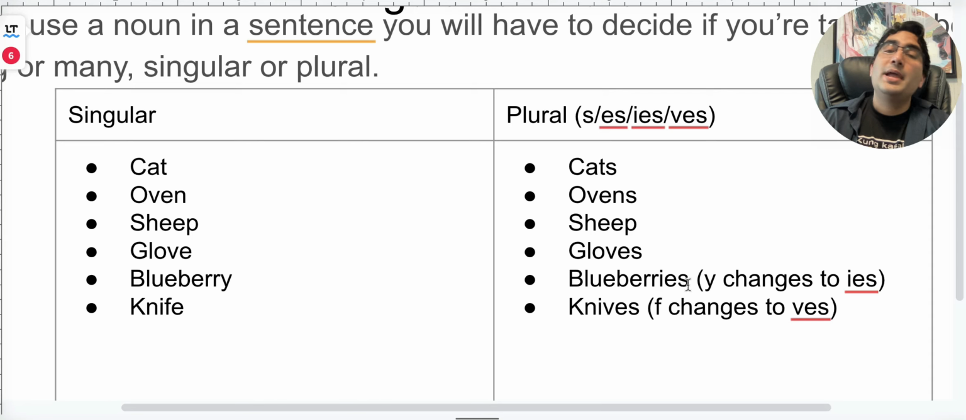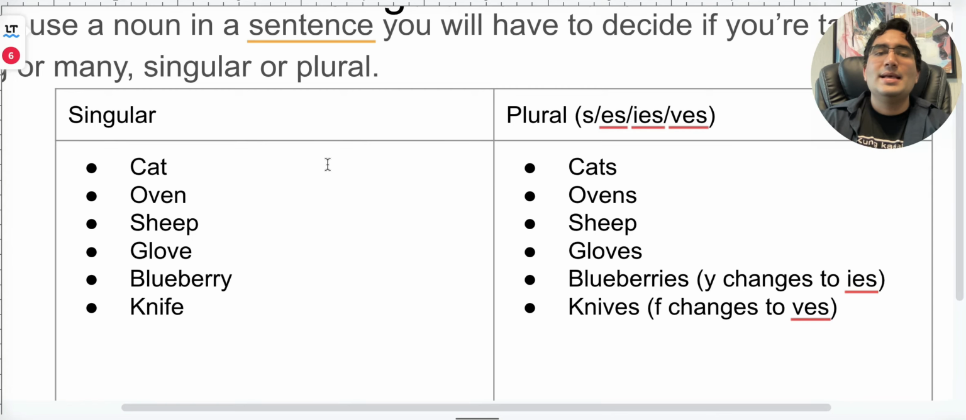Blueberry would be blueberries. Remember, when you have Y at the end of a noun or word, and if you want to make it plural, change the Y into IES. So blueberry would become blueberries. Okay? Anything ending with Y would become IES, and that is a general rule you want to follow in English for plural.